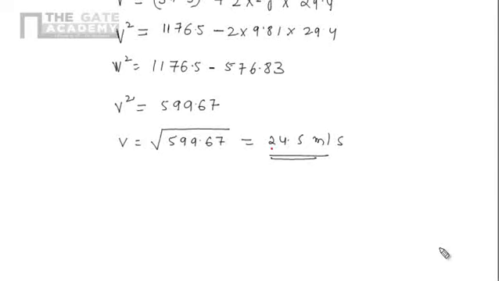So the velocity with which the stone passed through point D, or we can say the midpoint of AB, will be 24.5 meters per second.